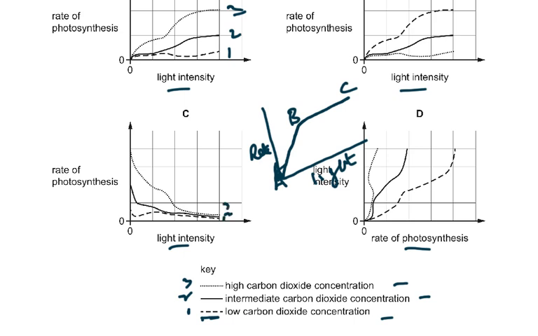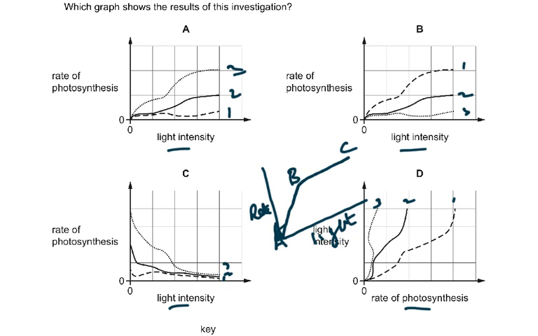This is now 1, 2 and 3, and here of course this is the 1, this is the 2 and the 3, but here the axis has been labeled differently. It's rate of photosynthesis and light. So what we have to understand is that the one with the high carbon dioxide concentration must have a greater rate than the intermediate, and the intermediate should be more than the low carbon dioxide. So this is how you have to figure this out, and that is why the answer was A.